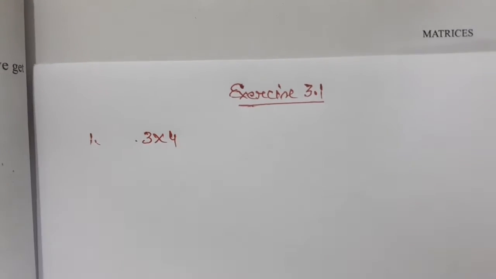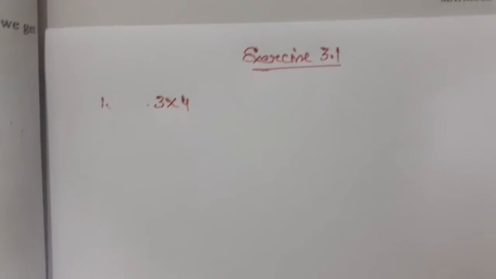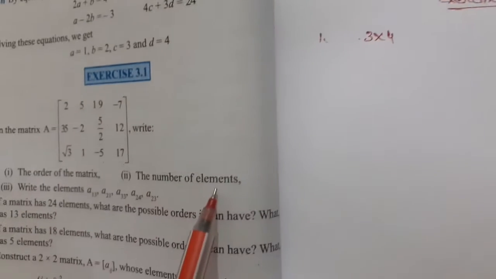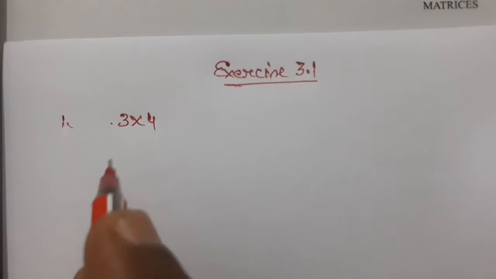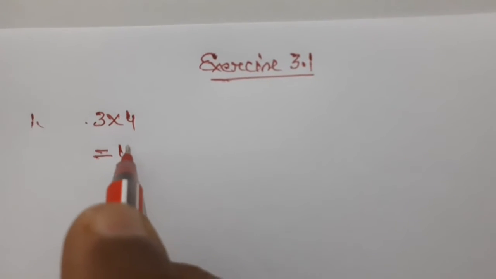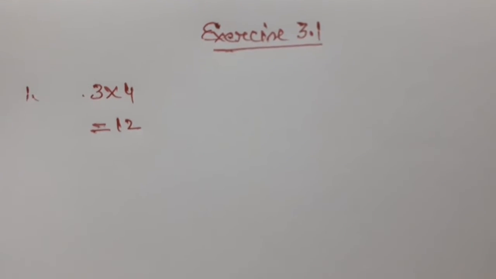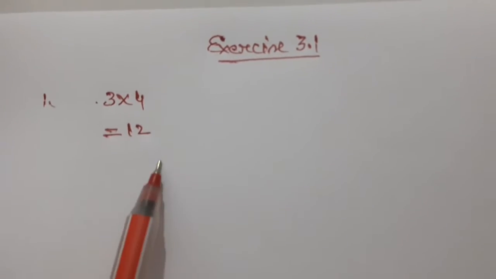In this way you can write the 1 mark question. The order of this matrix is 3 cross 4. Number of elements: how many elements are there? The multiplication of the order is known as the number of elements. Then we can say the number of elements is equal to 12. You can count, or directly say 3 into 4 equal to 12.